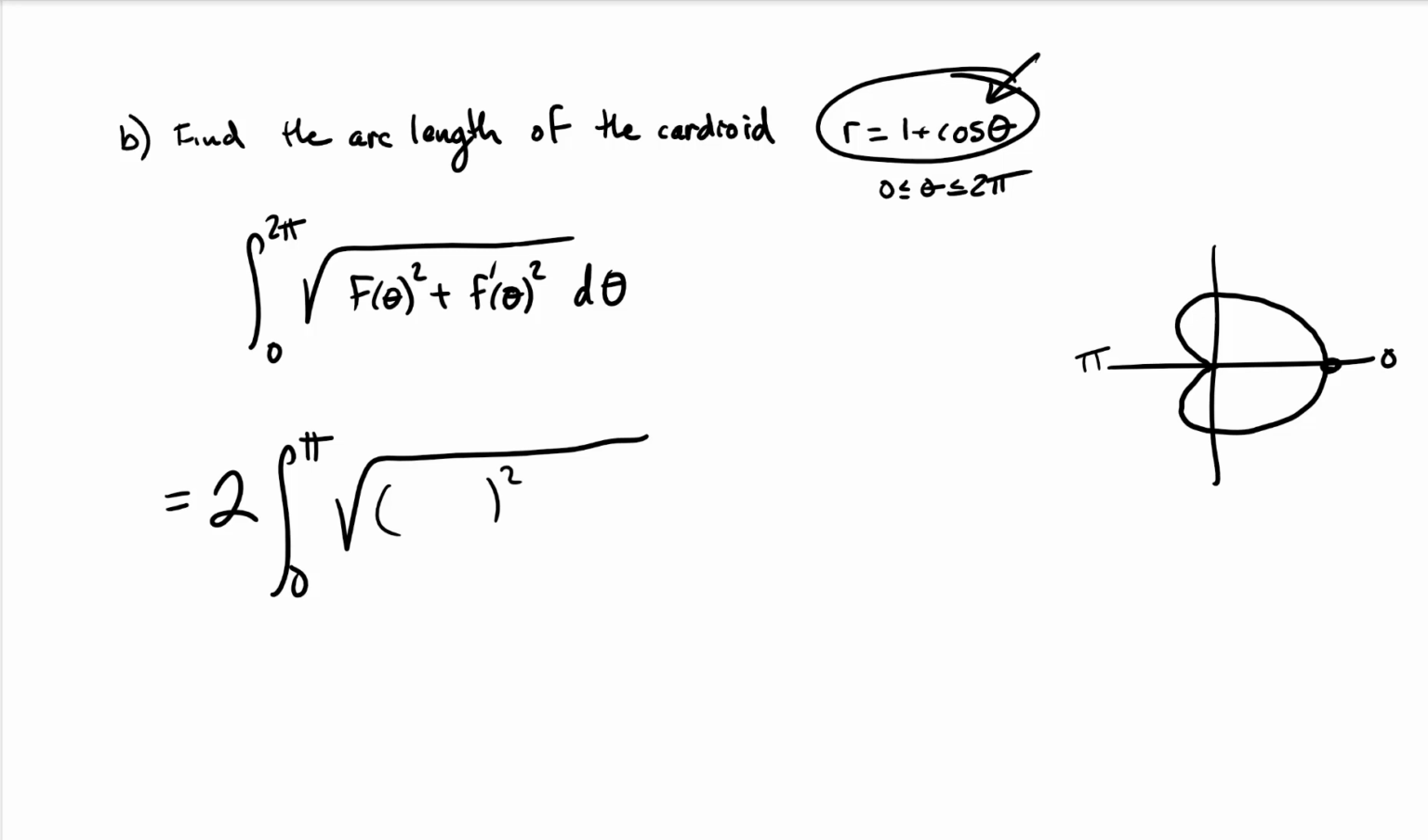So we're going to take our f, which is 1 plus cosine of theta. We pop it into that squared, and then we have to square up its derivative. So our function is equal to 1 plus cosine, and its derivative is just equal to negative sine.